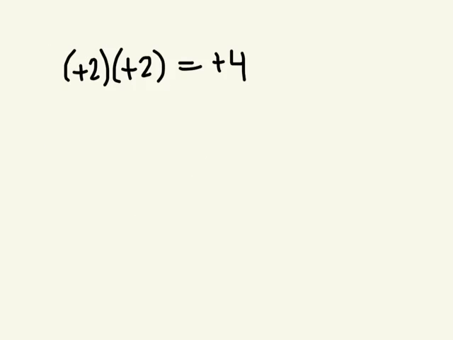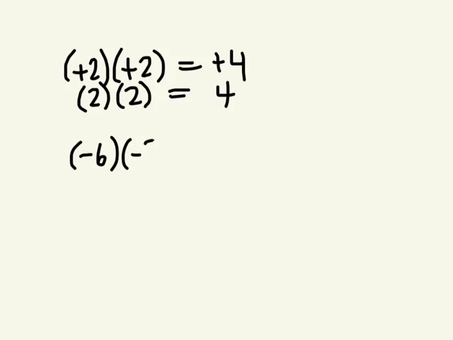Negative 2 multiplied by negative 2 is positive 4. Do I have to continuously keep putting this positive sign if it's a positive integer? No. I can also write this as 2 times 2. Okay? Can someone give me another example where the result will be positive? Good. Negative 6 times negative 3 equals positive 18.